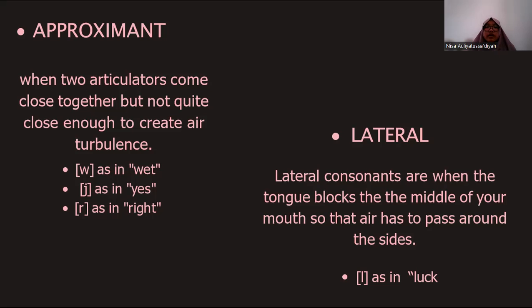And then the last is lateral. Lateral consonants are when the tongue blocks the middle of your mouth so that air has to pass around the sides. The example, l, as in luck.